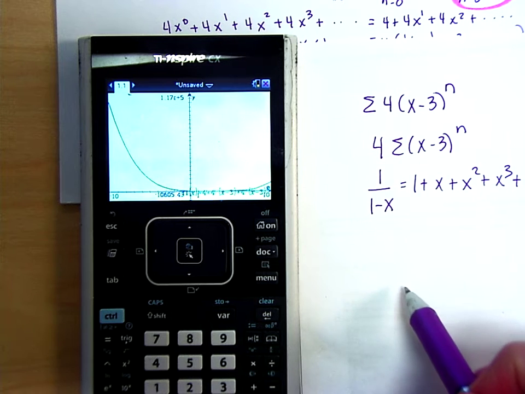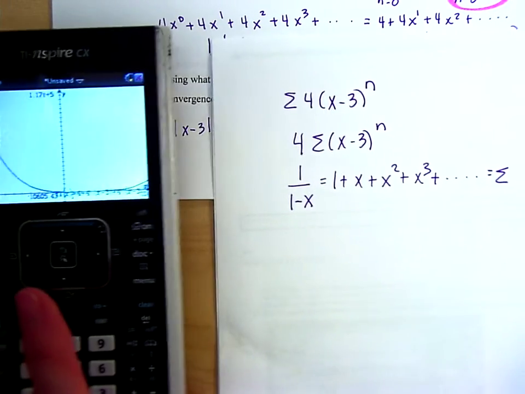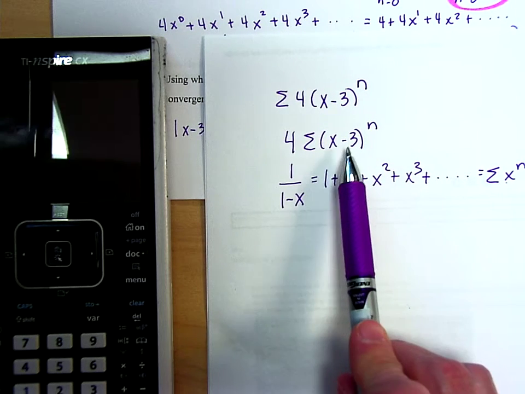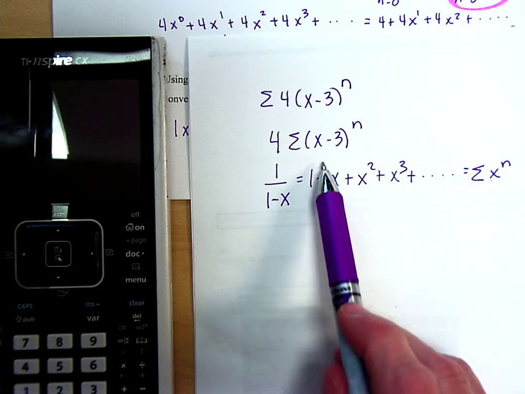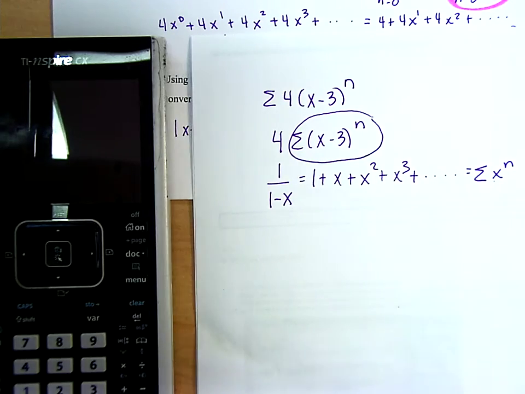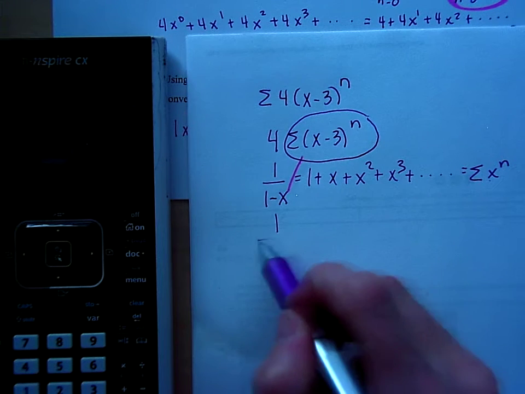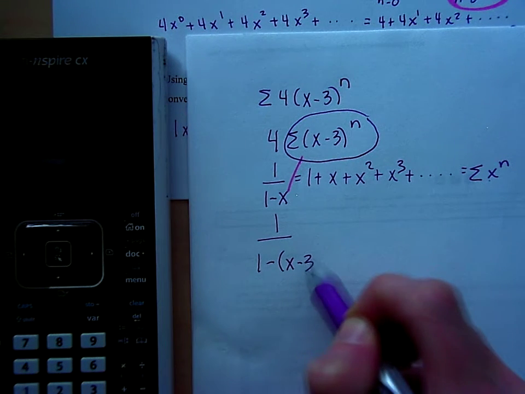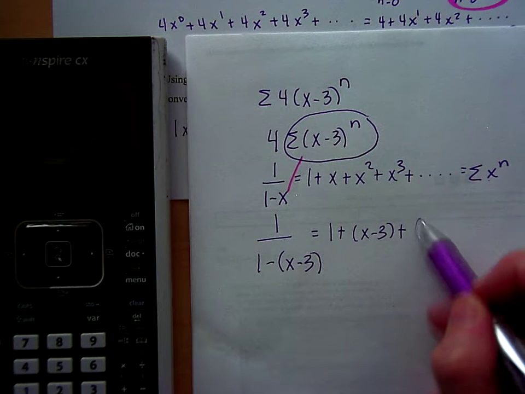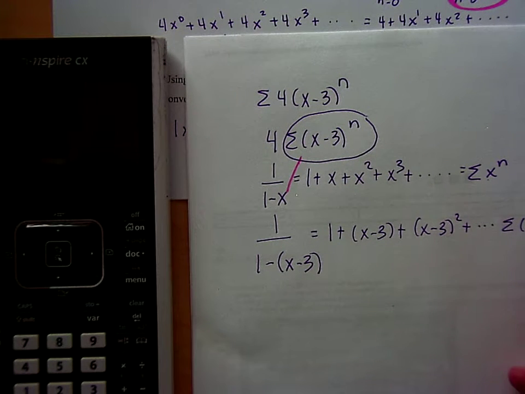So if I wanted to, and that is our series for, I'm going to slide over, x to the n. So that's not what we have. We have x minus 3 to the n. So in order to find a series for x minus 3, like we have circled here, all I've got to do is replace each and every x in base with x minus 3. So I'm going to say 1 over 1 minus x minus 3 equals 1 plus x minus 3 plus x minus 3 squared plus dot dot dot. So that gives us this series.